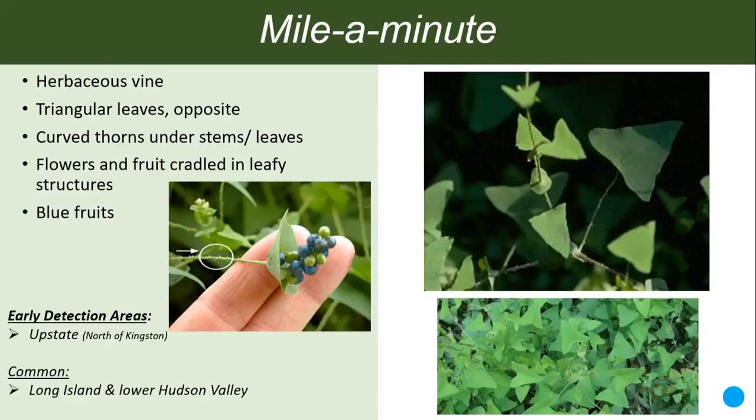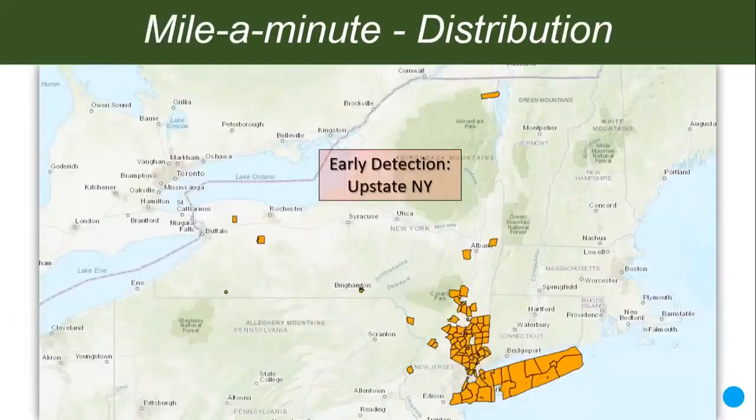It's very common down in Long Island and lower Hudson Valley area, and the early detection area is anywhere upstate north of Kingston. And you can see in the distribution map where it's common down in southern New York, but there are some outlier municipalities indicating that there could be Mile-a-Minute anywhere in New York.